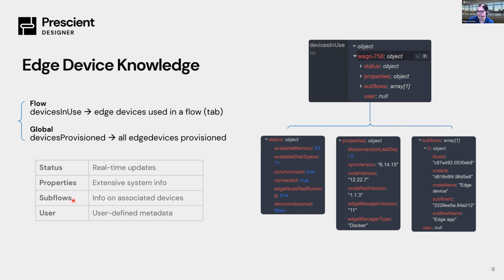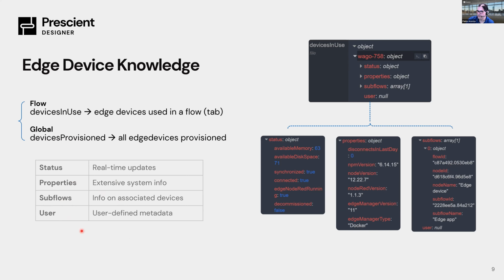Then you have the subflow information, where you have essentially all the information of the subflows that have been deployed to a particular device. As you can see, you have the flow where it is, the node ID, the name, et cetera. So you can use this in your flows.